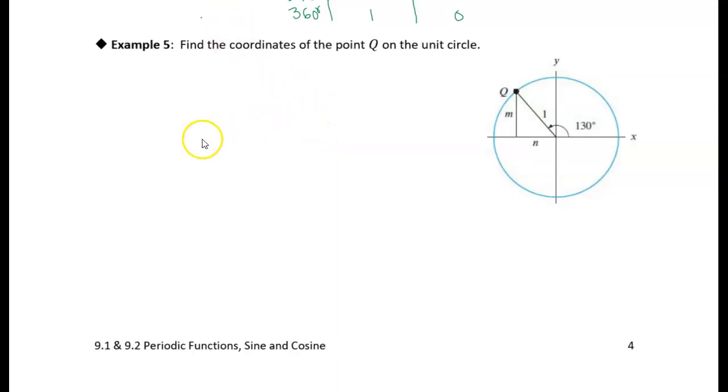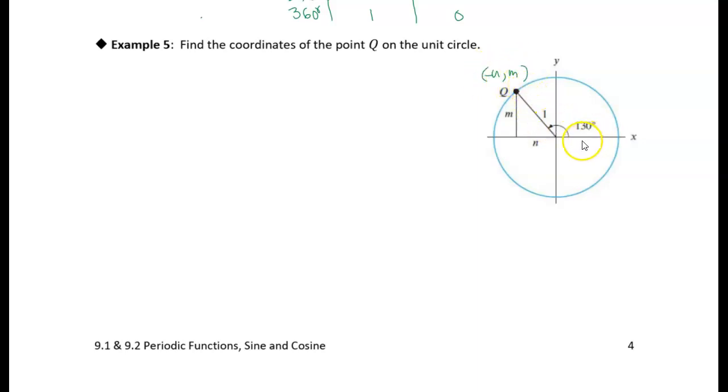All right, so I'm going to use this next example as a jumping off point to talk about symmetry and reference angles. Example 5 is asking us to find the coordinates of point Q on the unit circle. We're given an angle of 130 degrees. Now, it looks like you're going over by n units and up by m units, so you might think, well, maybe the point is n comma m, right?